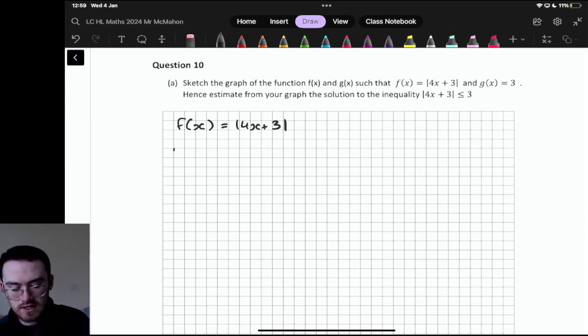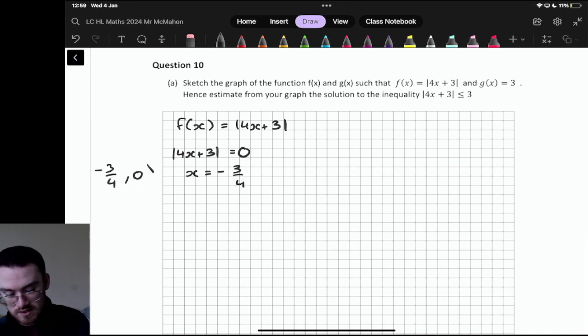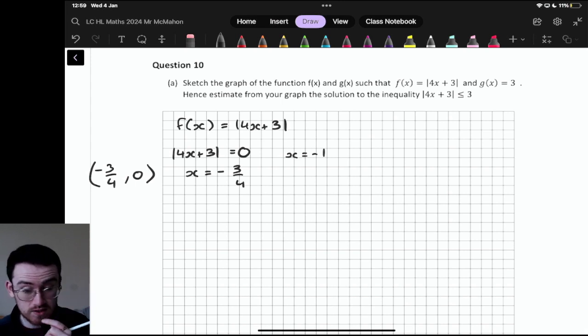So the first one is where the graph itself is equal to 0, so where the y value is equal to 0, and that's going to be when x is equal to minus 3 over 4. So let's just take a note of these points here, so that we have them for ourselves. Another point we can try is when x is equal to minus 1, just to pick a point. It's good to pick a point on either side of the minus 3 over 4.